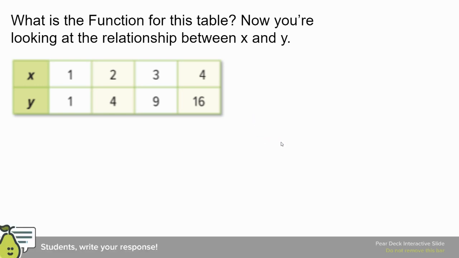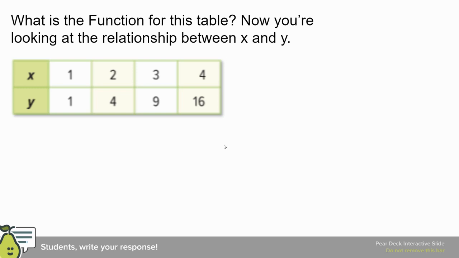Ooh. Last one was f of x equals 3x minus 2. What are we doing to x each time to get y? So y equals, what are we doing to x? Or f of x equals, what are we doing to x? Because y and f of x are interchangeable.